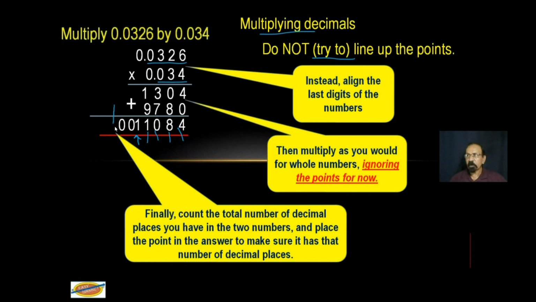So now our decimal point needs to be here. Put our decimal point, but add a 0 here to make it look neat. And this is our answer, 0.00110884, if we multiply these two decimals.